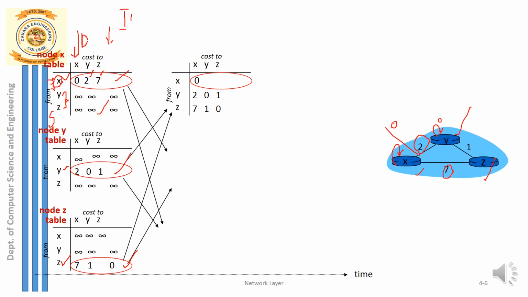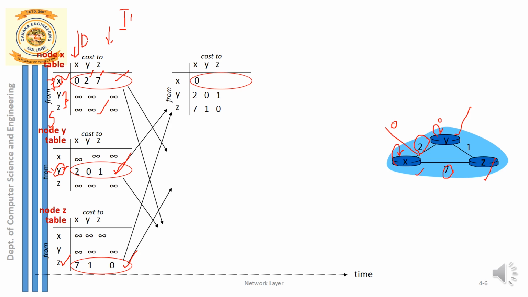Next we have node y, wherein the initial values set for node y are the cost to reach from y to x, which is 2, then y to y itself is 0, and then y to z the cost is equal to 1. That distance is updated because this is the initial value. All the other values are set to infinity. Why? Because we are initializing only the source node y.